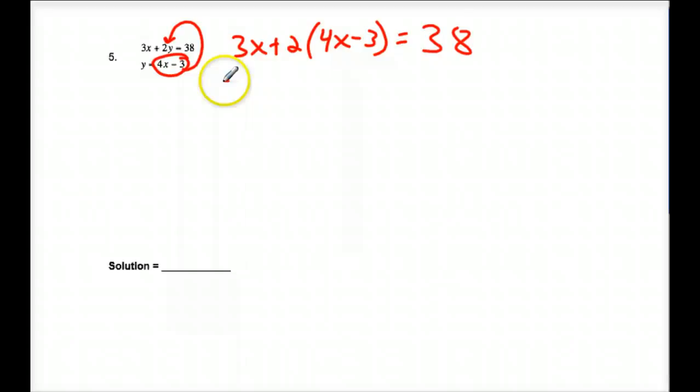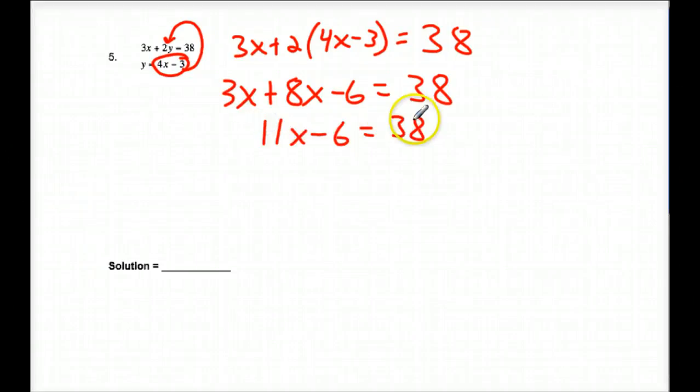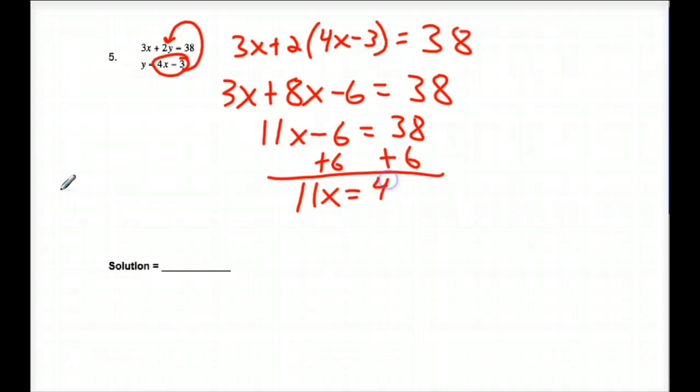Back with the red pen. Did x work out evenly here? Yes. 11x minus 6 equals 38. 44 do we get? Oh, I like when this works out. x equals 4. I got x equal to 4.